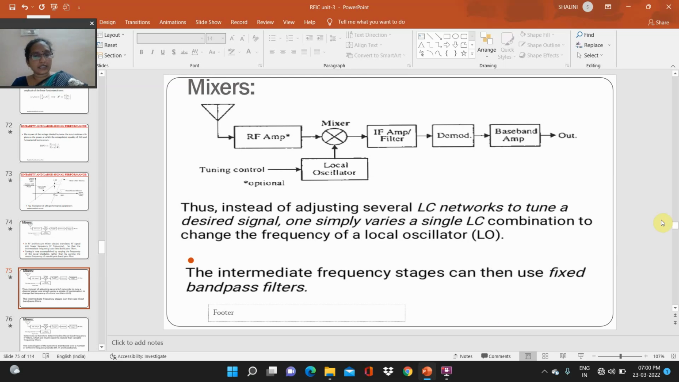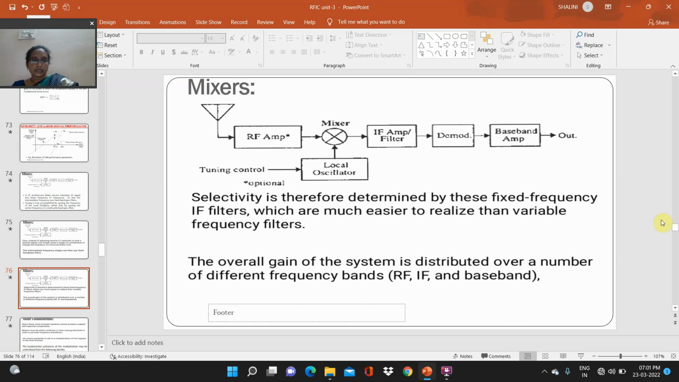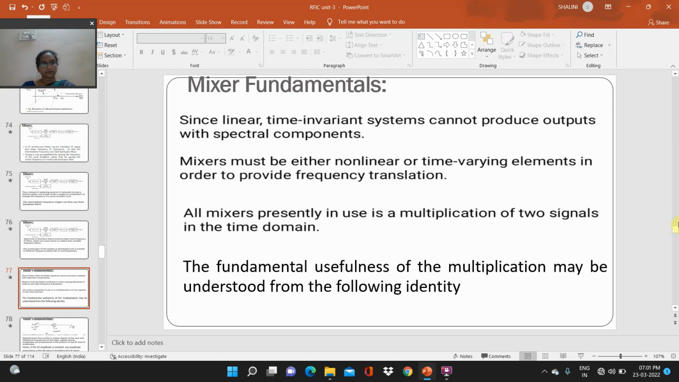Thus, instead of adjusting several LC networks to tune a desired signal, one simply varies a single LC combination to change the frequency of a local oscillator. The intermediate frequency stages can then use fixed band pass filters. Selectivity is therefore determined by these fixed frequency IF filters, which are much easier to realize than variable frequency filters. The overall gain of the system is distributed over a number of different frequency bands.